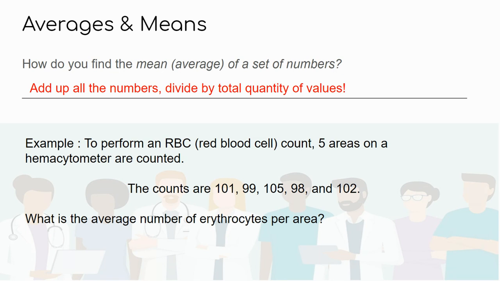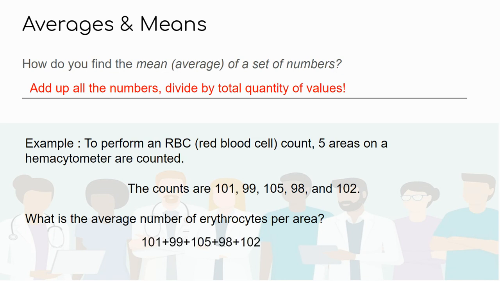To perform an RBC, that's a red blood cell count, 5 areas on the hemocytometer are counted. The counts are given: 101, 99, 105, 98, 102. What do you think? Is that good? What's the average number of erythrocytes per area? I imagine that's just your red blood cell count.